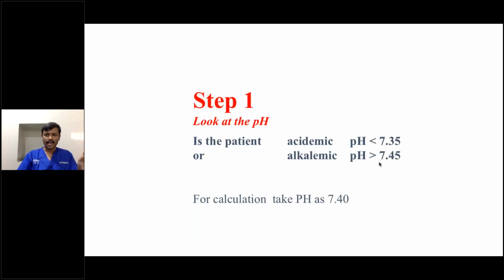I'm directly going to the acid-base status here. Among the 7 steps, the first step is to look at the pH. The most important is pH. Normal is 7.35 to 7.45. Less than 7.35 is taken as acidemia, and pH more than 7.45 we call alkalemia. For calculation, take pH as 7.40, which is already taken here.